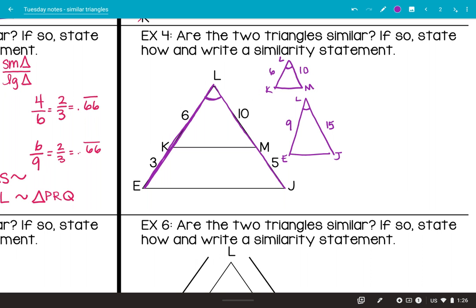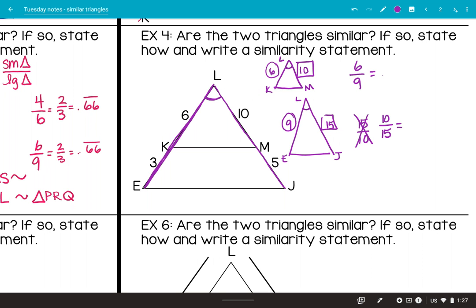Now we're going to take the small side to the small side. And again, I like to do from small triangle to big triangle, or left triangle to right triangle, but you have to stay consistent. So I'm going to go 6 over 9 and then 10 over 15. If for some reason you wrote 15 over 10, you will get a different number. We don't want that. We want it to be 10 over 15. And reduce it.